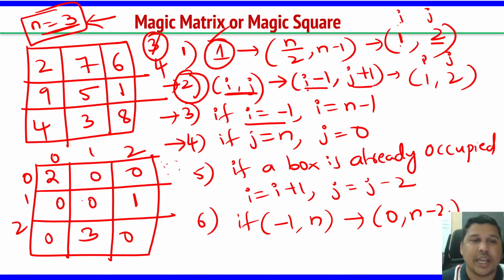Where is number 4 here? Number 4, where should I fill? I should fill at 1 comma 2. Where is 1 comma 2? It is already occupied. It is not 0. It is a non-zero element. It is not empty. There exists some element already.